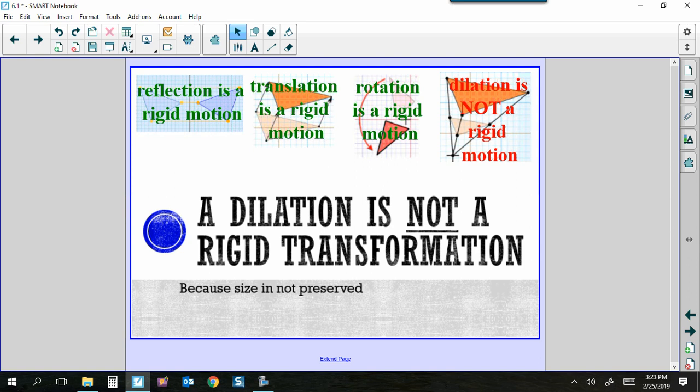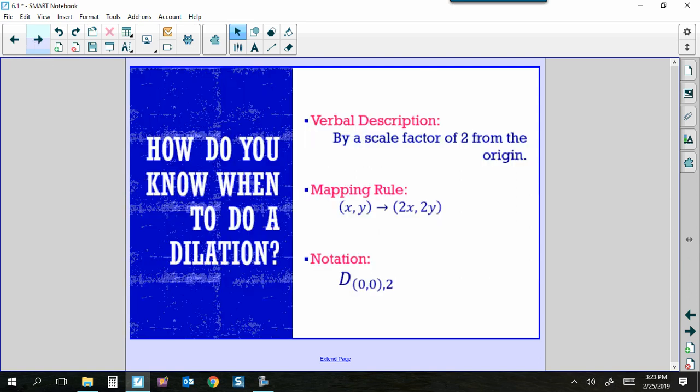All right, so dilations are not a rigid motion because, again, your size is changing. So it's important to keep this as a separate entity. Rigid is like furniture, period. How do you know when to do it? It'll say dilate by a scale factor of 2 from the origin, or whatever scale factor you want to use from whatever center you want to use. Those can be anything. Typically for beginners, you stay in the realm of 2 or a half, because those are the easiest to work with. A lot of times on the coordinate plane, it will be from the origin.